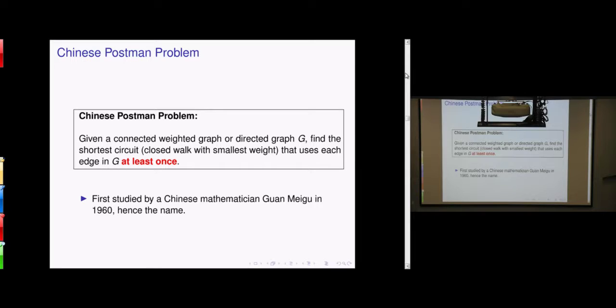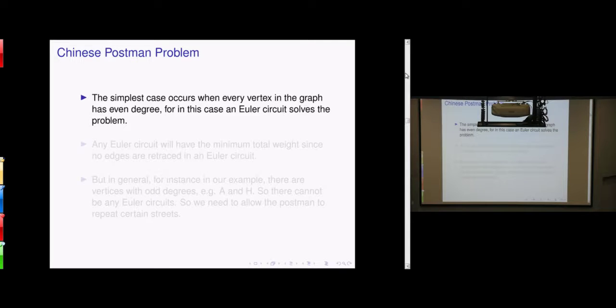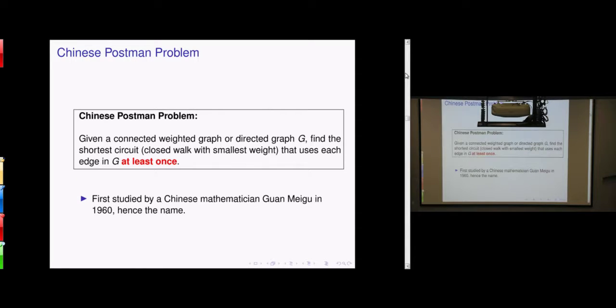Now, why is it called a Chinese postman? Because this was first studied by a Chinese mathematician, Guan Meigu. You can find it on the internet, in the 1960s. So that's why it has this name. Okay, so you see the problem, right? So now we try to use our knowledge in graph theory to somehow solve the problem.